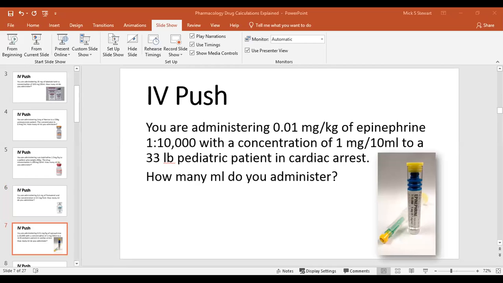We're ordered to administer 0.01 milligrams per kilo of epinephrine, 1 to 10,000, with a concentration of 1 milligram in 10 mLs to a 33-pound pediatric patient who is in cardiac arrest. So this is your cardiac epi. This is the one that's going to be in the pre-fill. It's not going to be in the ampule of 1 milligram per ml. This is your 1 milligram in 10 ml vials you can see in the image there.